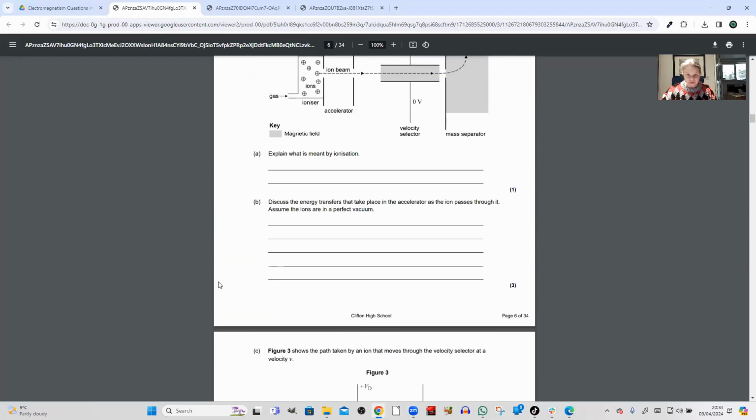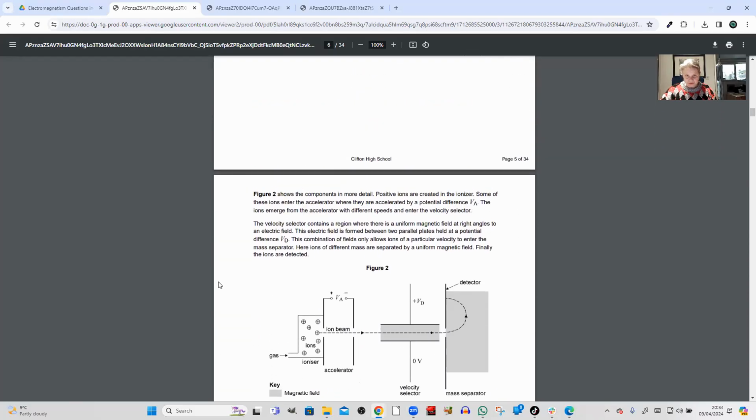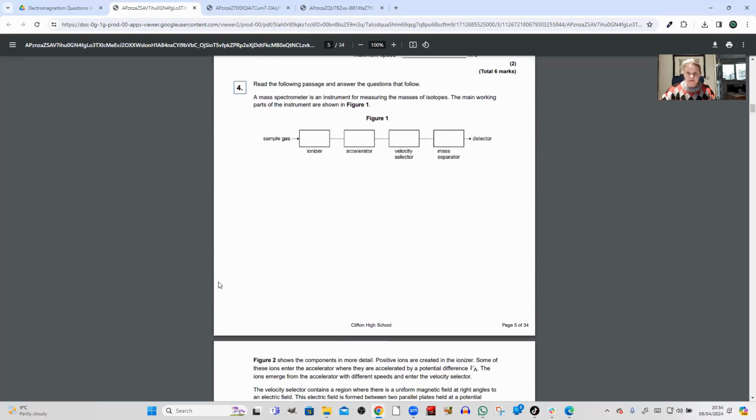This question, I'm going to go back to the beginning, starts just there, and it's about a mass spectrometer. It says, read the passage and answer the questions. A mass spectrometer is an instrument for measuring the masses of different isotopes. It's not just that, but that's really good. The main working parts of the instrument are shown in figure 1. This is like a flow chart. You've got a sample of gas. It's ionized. It's accelerated. Only certain speed particles are selected. The other ones end up spiraling up or down out of the way.